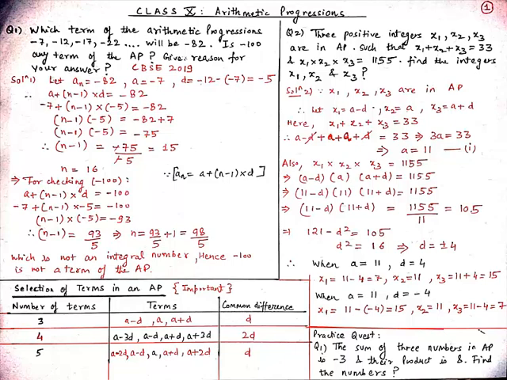And from here, when we shift -7 to RHS, we get n minus 1 into -5 is equal to -75. So from here, n minus 1 is equal to -75 upon -5, and this is equal to 15. So if n minus 1 is equal to 15, then n is equal to 16.